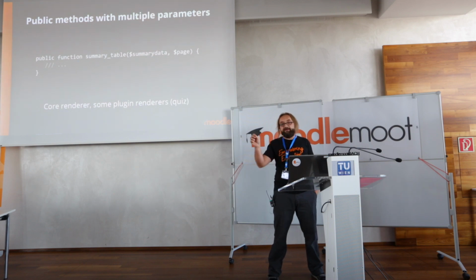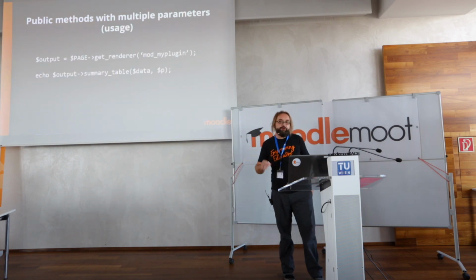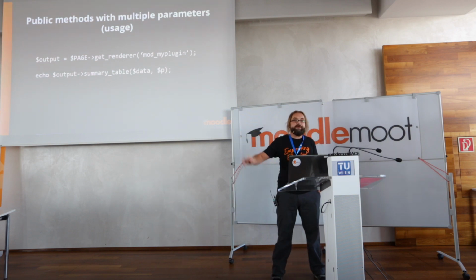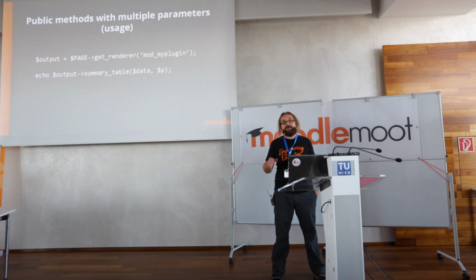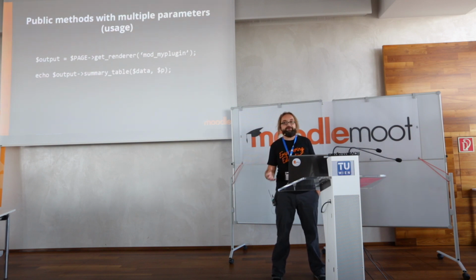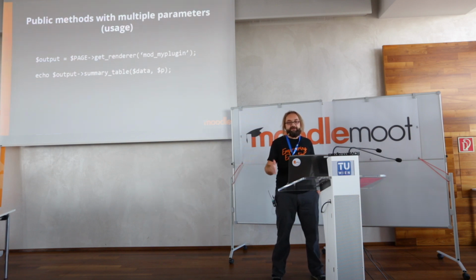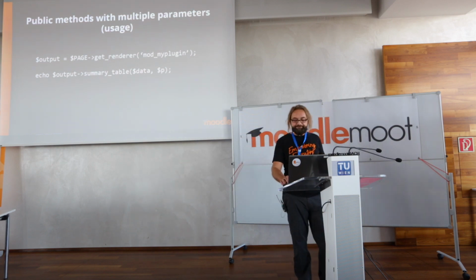So we have all this heading, header, and footer, and all these things implemented as public methods. This is how we use such renderers then. You can see on the first line, I basically ask the current page to give me an instance of some plugin renderer that will be responsible for rendering these things. And I know that this particular renderer should have a public method called, in this example, summary table. I will feed as much data as needed to this method, and it will render it.